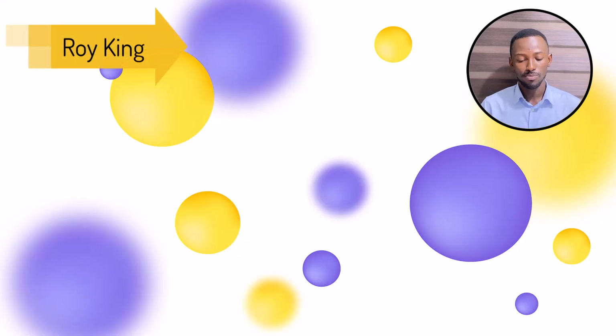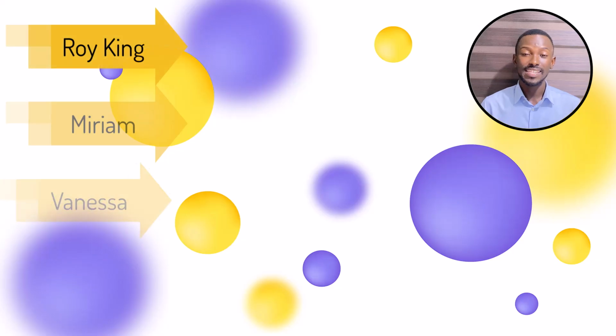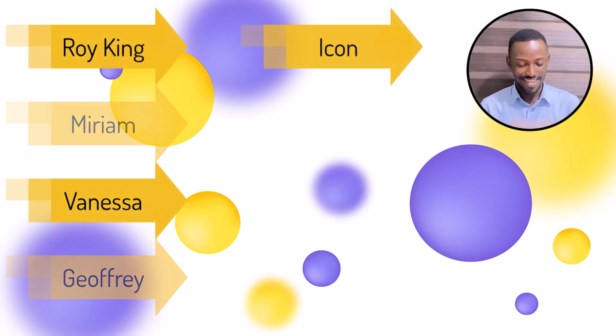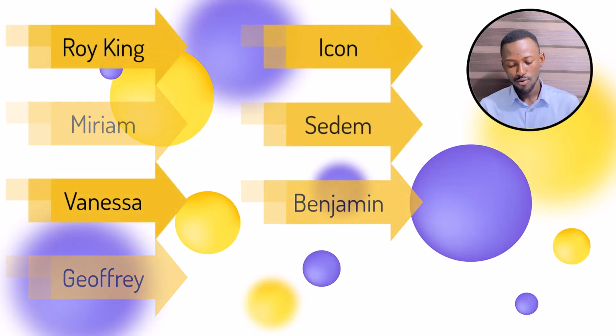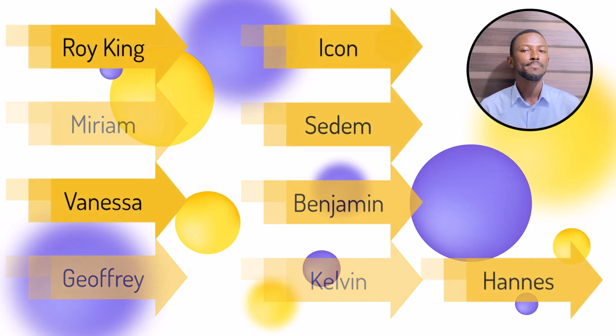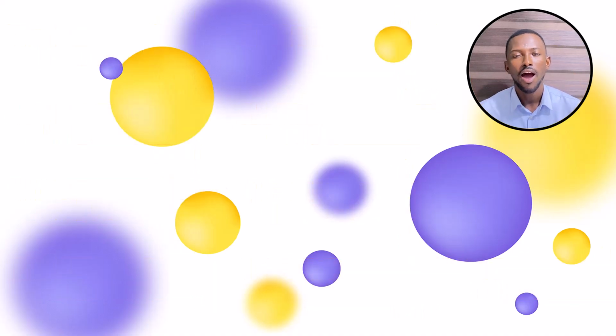And these students are Roy King, he did an amazing work, he sent it to me on WhatsApp. We have Miriam, Vanessa, Geoffrey Osafo Osei. We have, his name is Icon. Then we have Sedem, Benjamin Ufuri. Then we have Kelvin and Hans. So these students did an amazing job by sending me their answers to the questions on trigonometric ratios. I hope your efforts will be rewarded greatly and your performance in your final year exam will be amazing and you come up with flying colors. So see you in our next lesson.